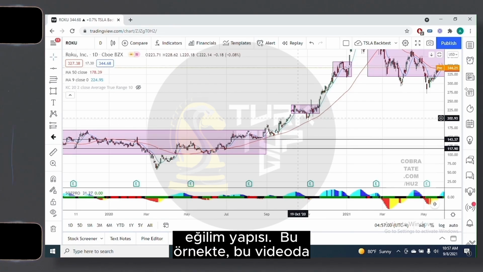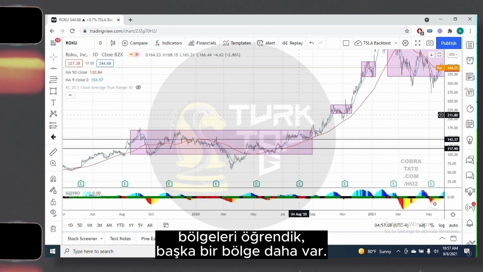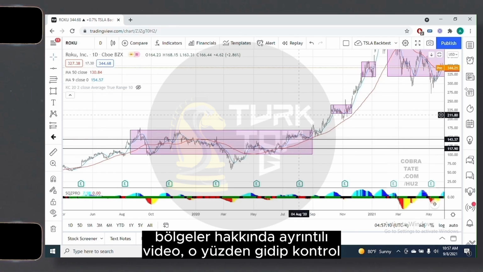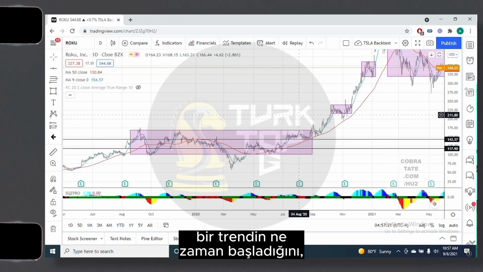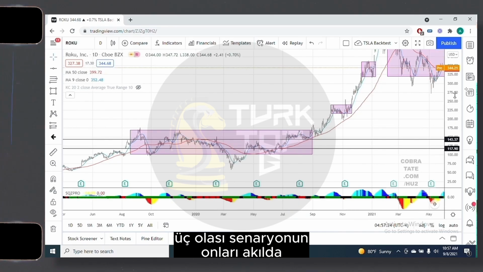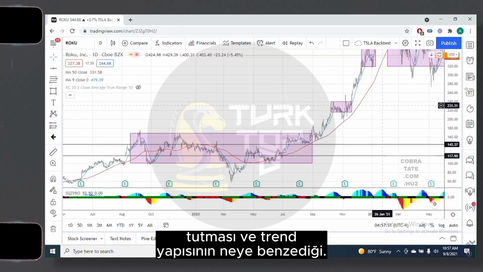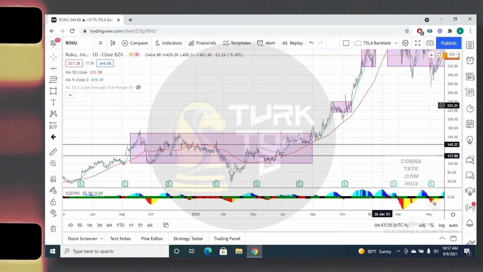That's the trend structure. So in this video, we have learned about zones. There's another in-depth video about zones, so go check that out. You have learned about how to create boxes. We have learned to figure out when a trend starts, what the price does when a trend starts. There are three possible scenarios, keep them in mind, and what the trend structure looks like. If the price stops following the trend structure, it means we have stopped trending. You want to be out of those.